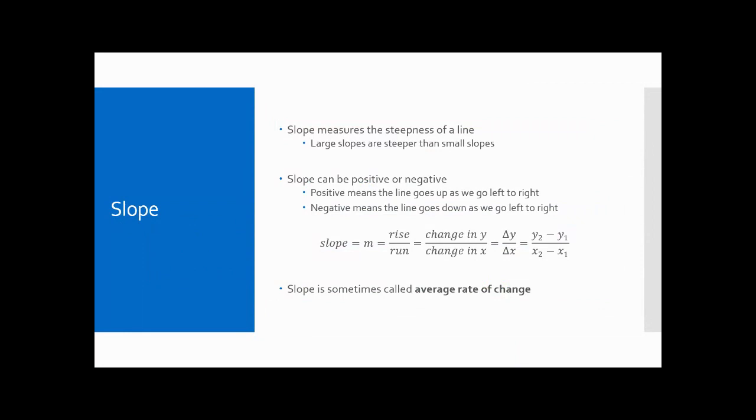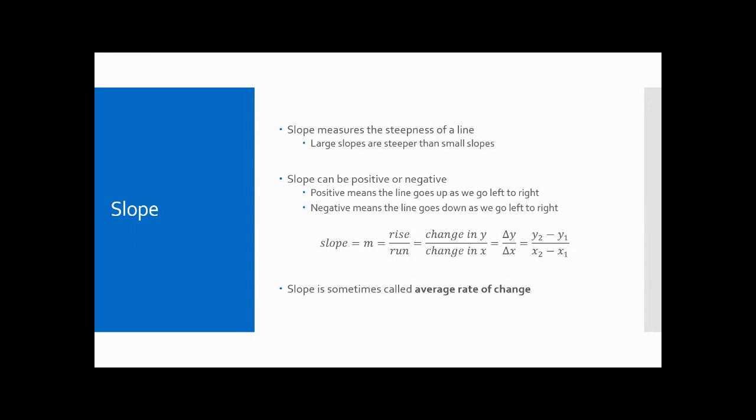So we're going to start with slope. Slope measures the steepness of a line. It's a number that indicates to you how steep a line is. The larger the number, the steeper the line is. So if you have a slope of 10, that is steeper than a line that has a slope of 2.